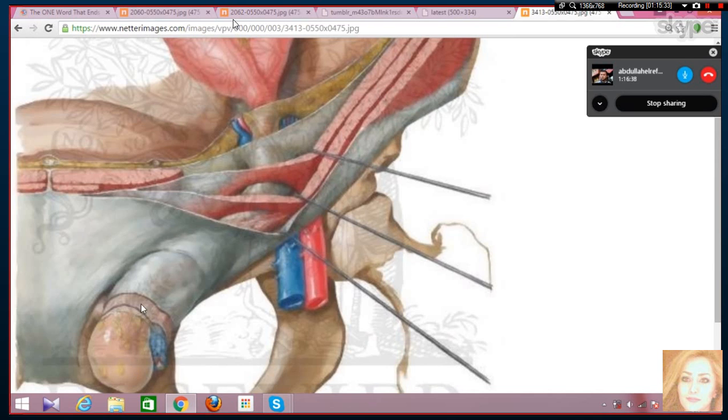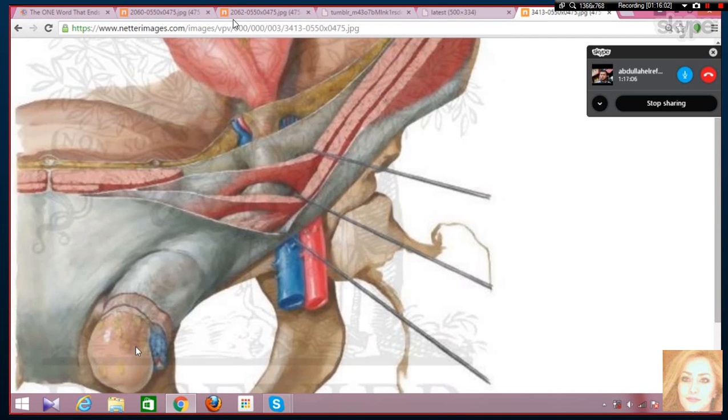So this is called indirect inguinal hernia. Direct is when it breaks the walls and goes directly out from the superficial ring, so it doesn't go to the canal. Indirect goes to the entrance of the canal, which is the deep ring, then to the canal, then to the superficial ring. So this is called indirect inguinal hernia.